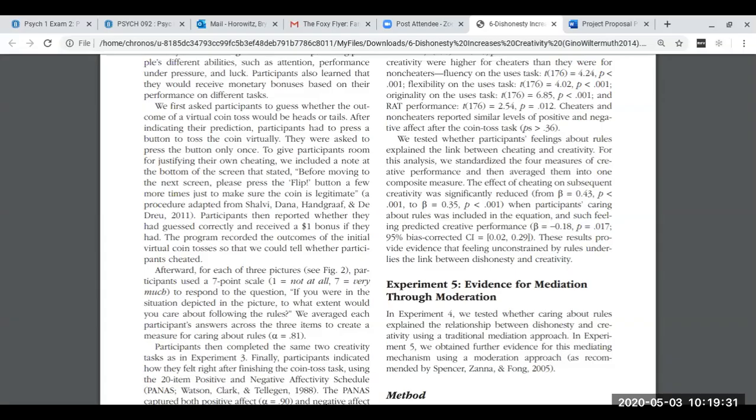Participants used a 7-point scale, what we call the Likert scale, from 1 not at all to 7 very much, to respond to the question: if you were in the situation depicted in the picture, to what extent would you care about following the rules? So you'll get a 1 to 7 average. We averaged each participant's answer across the 3 items to create a measure that they called caring about rules.